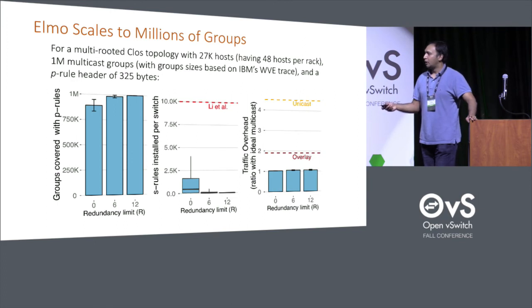Again, with respect to how the traffic overhead is changing, you can see that if we don't allow any extra transmissions, we are similar to ideal multicast. But if we relax this constraint, we see some extra overhead, which is much less than the typical cases of using unicast or overlay multicast.